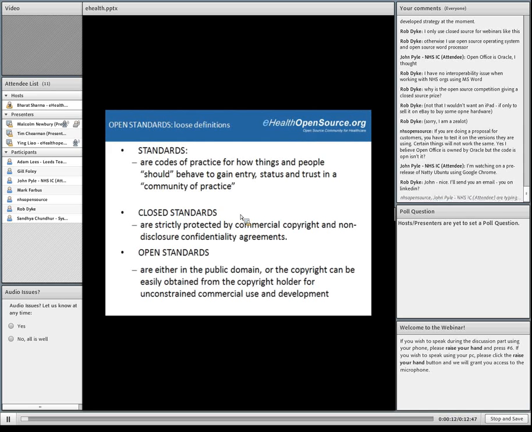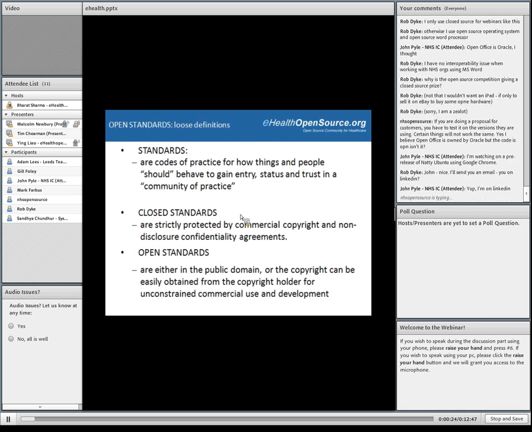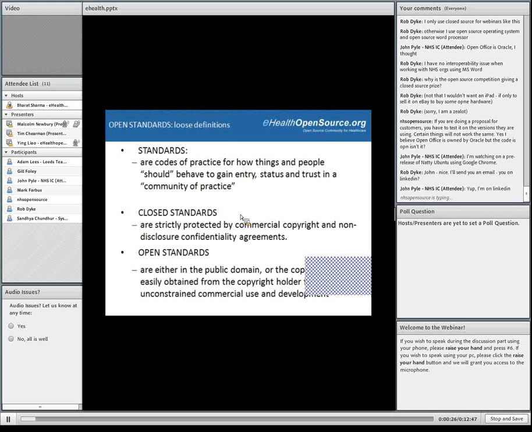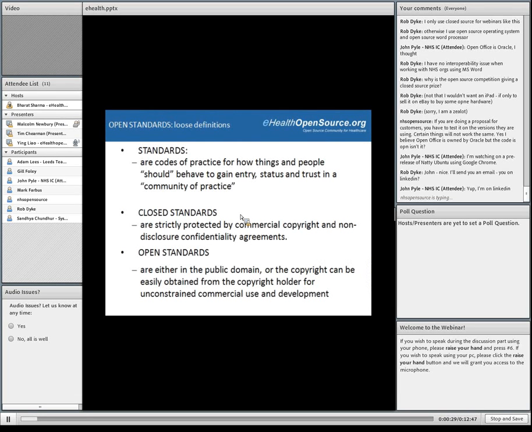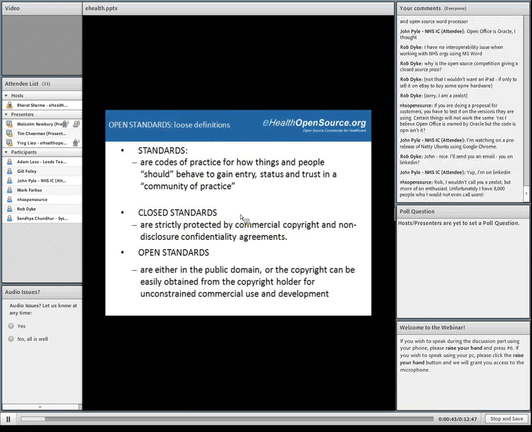So standards, my definition of a standard is really a kind of code of practice for how things and people should behave together to gain entry into and status and trust within a community of practice. Now that's a general definition. For systems, of course, that means we're talking about systems behavior, and that means messaging, and it means web services, and it means all of those things which the system uses to access the external world. We need to control those by standards.